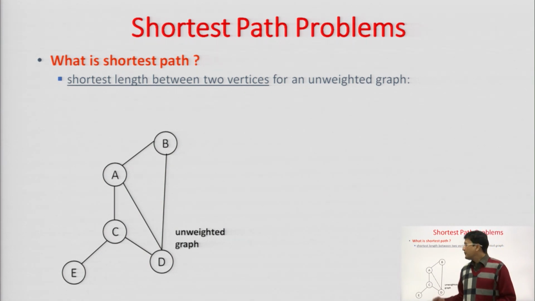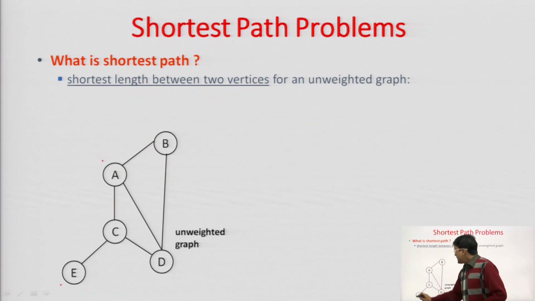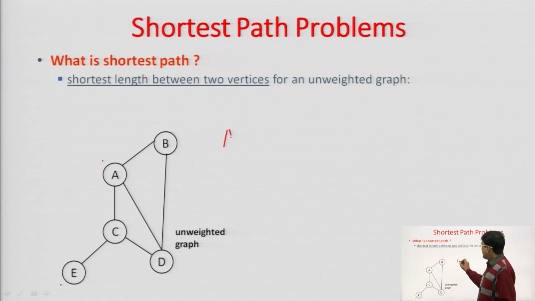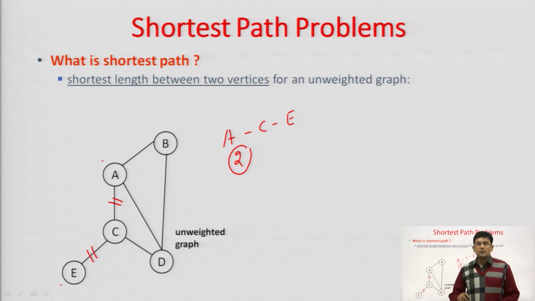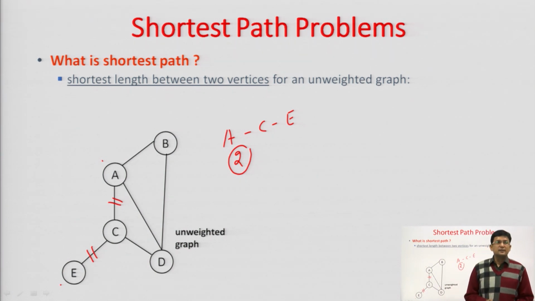For example, if we have to go from vertex A to E, so the shortest path is A C E. The number of edges involved for traveling from A to E is 2. So this will be the shortest path. You will count the number of edges between the pair of stations, and that will be the answer.